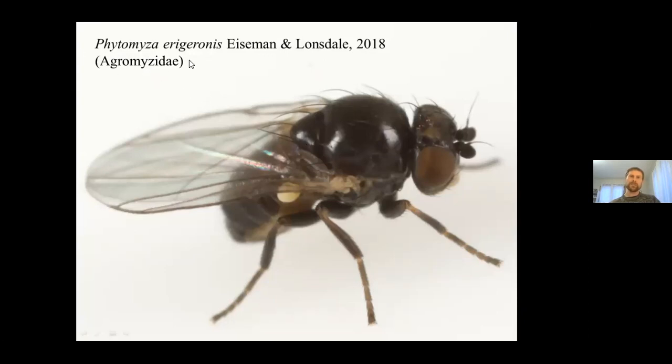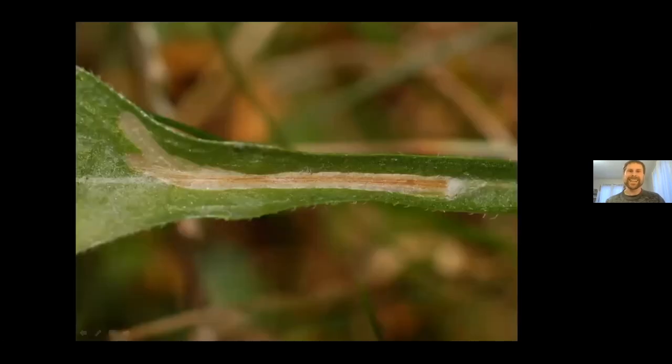We named it Phytomyza erigeronis. Erigeron is the genus of daisy fleabane. He and I have discovered over 60 new species in the past 3 years, not all from my yard, but some of them. You'll meet a couple others later. But the third mine on that one daisy fleabane plant was this elongate, very clean-looking mine along the midrib that I didn't recognize at all.